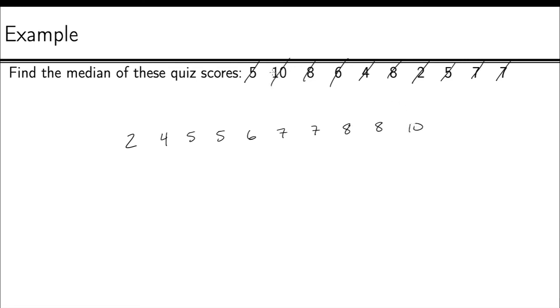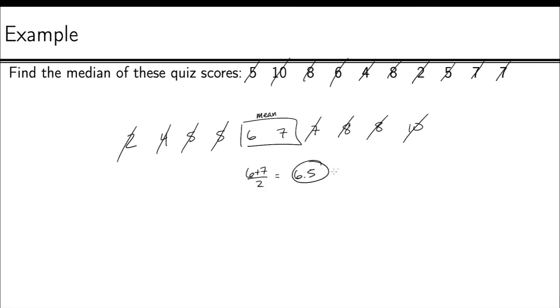Now I need the middle number. Let's do this by crossing off. Cross off the first and the last, and then the next first and last, and the next, and the next. Now you'll see that there are 2 numbers left. If I cross first and last off, that's crossing both of them off, and there's nothing left. So in this case, if you're left with 2 numbers, we find the average of these, the mean, of these 2 numbers. So 6 plus 7 divided by 2 is 6.5, and that is the median.